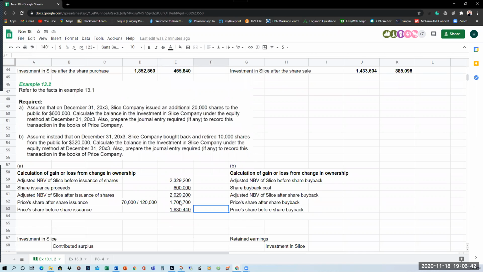So what I was trying to get at is even with a smaller slice, because the pie got bigger, right? Because Slice Company is worth a heck of a lot more after issuing the new shares, the smaller percentage ownership for Price Company ends up being worth more now than their larger percentage ownership, 70% ownership, had been before the extra shares were issued.